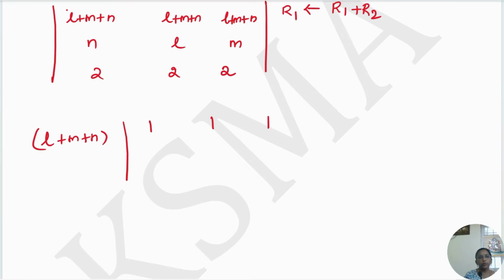So our determinant becomes now first row completely 1, second row n, l, m, and for the third row it is 2. So here it is possible to take l plus m plus n as a common factor out of the determinant. So you can say it is a factor of the given determinant.